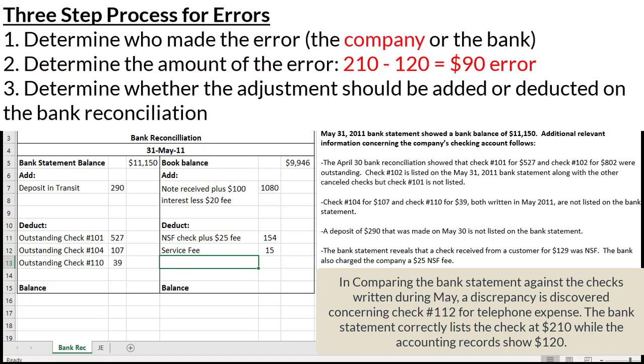Third, determine whether or not the amount found in step 2 needs to be added or deducted on the bank reconciliation. Since the relevant account here is telephone expense, we know this was a cash payment for $210, but our records only list the expense as $120. So we only deducted $120 when we should have deducted $210. In other words, the company deducted $90 less than they should have. So the adjustment needs to be a deduction of $90 for the book side to get up to the $210 total.